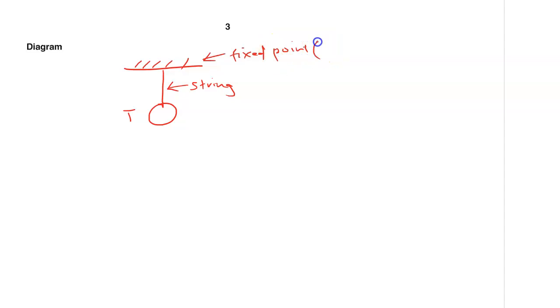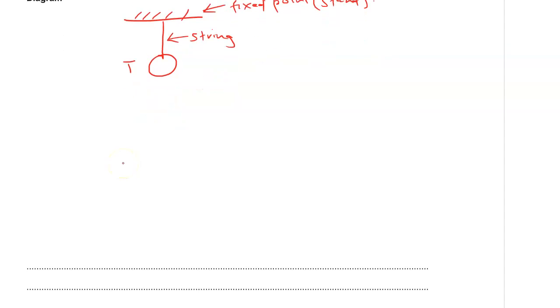This fixed point could be just a stand, a right-hand stand. Then I have my sphere S here, and I'm placing this sphere S on a balance.